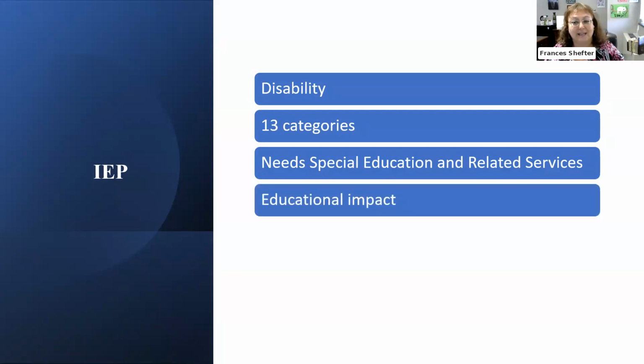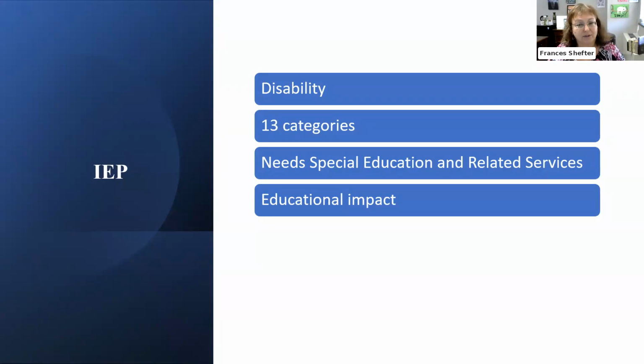There also needs to be an educational impact. So just having a disability doesn't automatically qualify you for an IEP. You have to have an educational impact, and that's that it affects the child's educational performance and ability to learn and benefit from the general education curriculum.